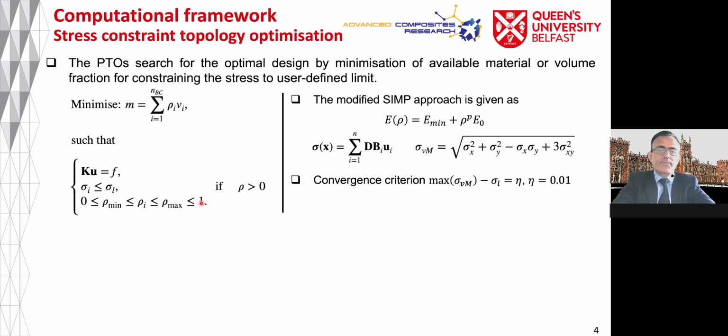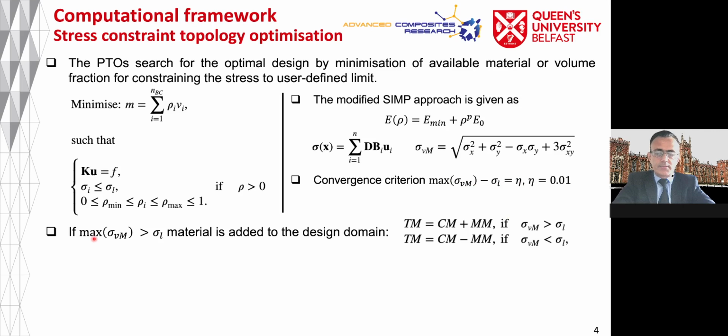And we are using here the modified SIMP method to calculate the Young's modulus for each background cell, and then we calculate the stress at the center of each background cell, and then from the stress tensor we calculate the von Mises stress, which is by using this equation here. And the convergence criterion for the PTOS is just the maximum von Mises stress minus sigma l is equal to eta, and eta is a small number here. And if the maximum von Mises stress is greater than the user defined limit, then we add material, otherwise we remove material using this equation here.